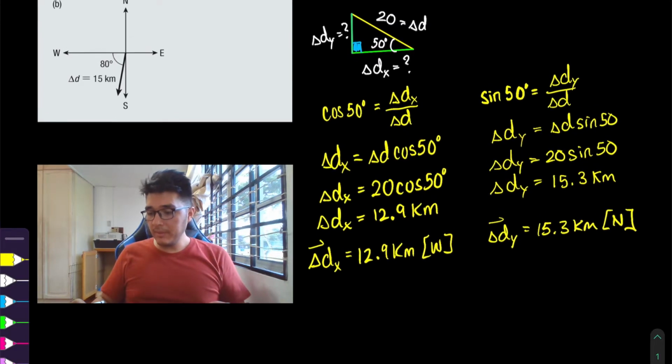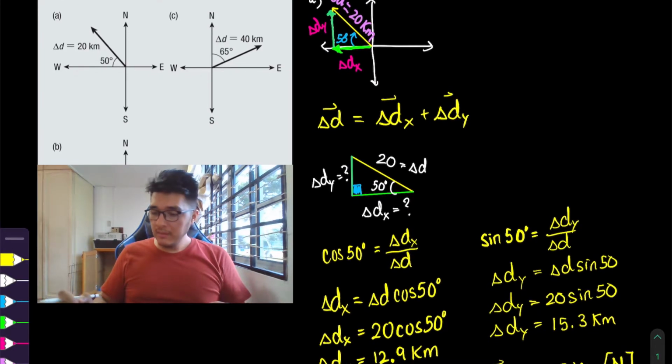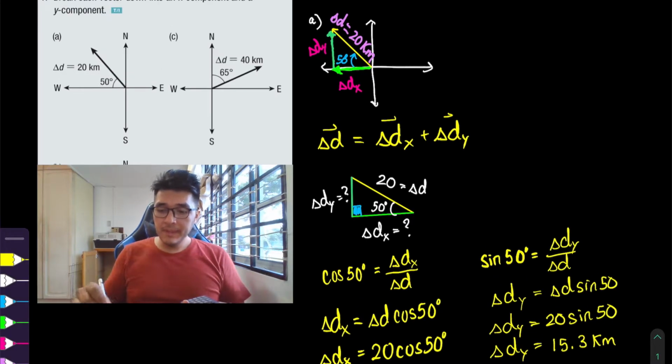Because it was a vector quantity. All right, so that was A. That was pretty straightforward, so not so bad. So what are the steps?